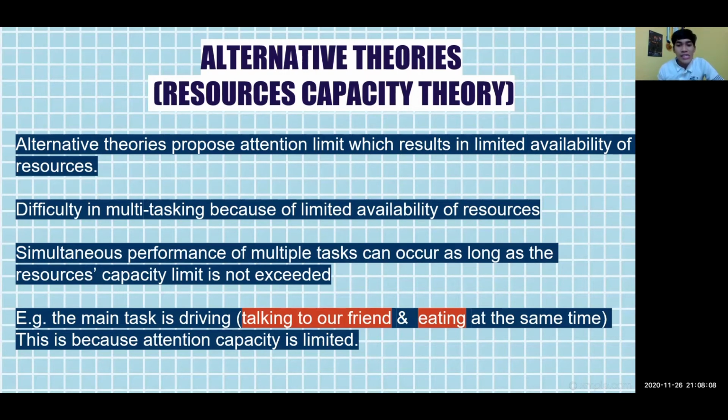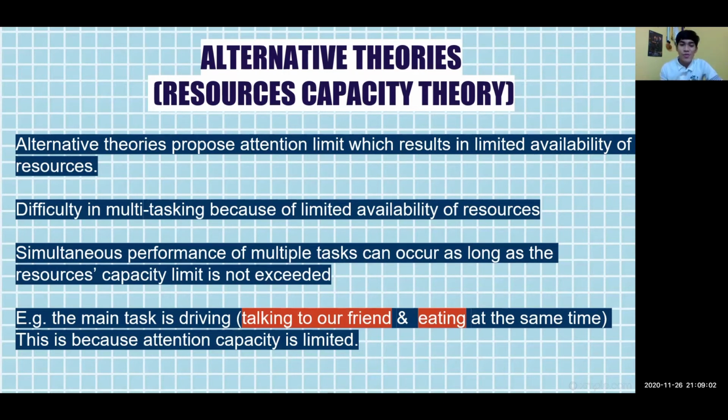Resource capacity theories propose that attention limits are the result of the limited availability of resources. This theory states that we have limited resources when it's time to give attention, and that we have to split our attention within these limited resources when we do multiple tasks. For example, the first task uses more resources, and the second task is limited and can only use the remaining amount of resources. For example, your main task is driving a car and your friend or family asks you to turn up the volume on the radio, so the attention available for the main task is low. You are not focusing on the main task because potential capacity is limited. That is a simple example for you to understand.